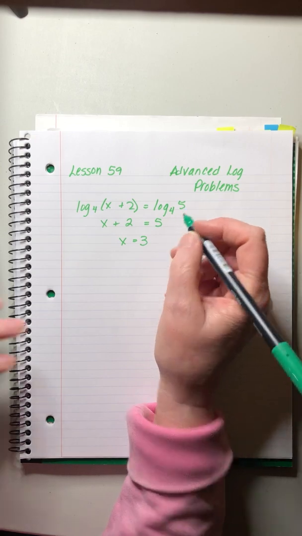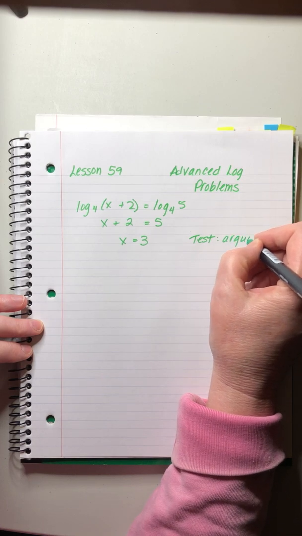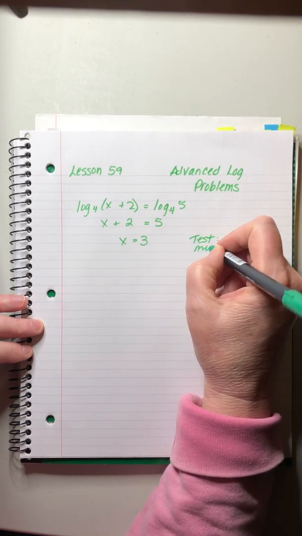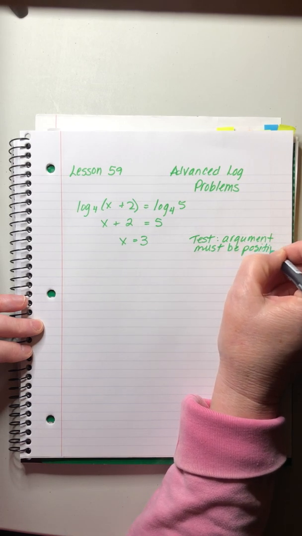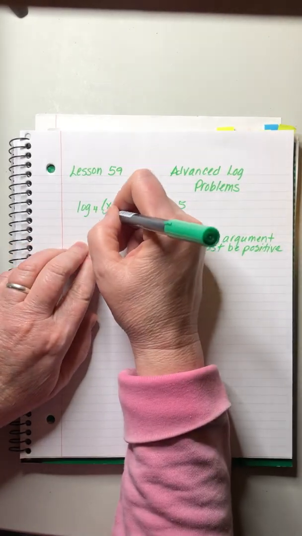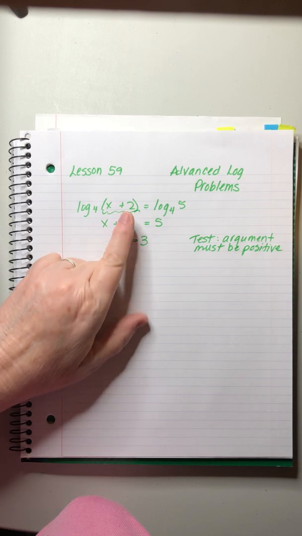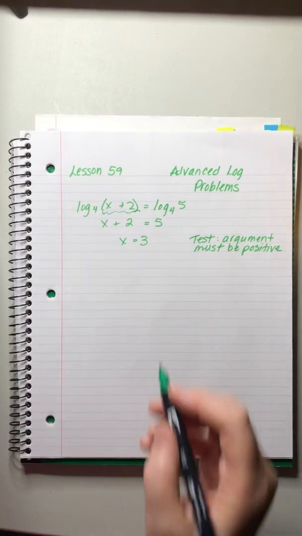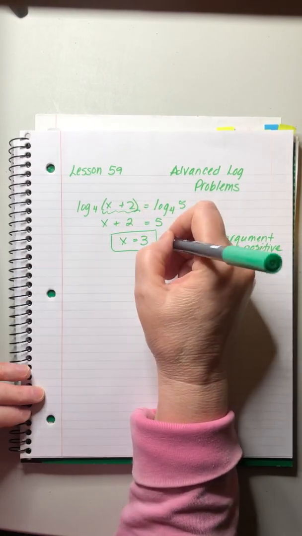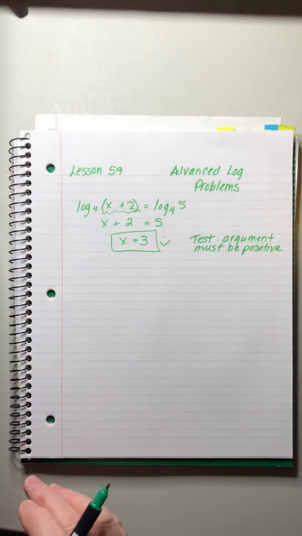And then we always have to test to make sure the argument is positive. A second, I'll elaborate. The argument is this part. It's the number, if you will. That has to be positive in a logarithm. So when we get our answer here, we just plug it back in to make sure that's a positive number. X could be negative, but the argument has to be positive. And it is, so we're good. And that's our answer. Okay? So that's where, when we have matching logs on each side, we can lift that off and solve it.